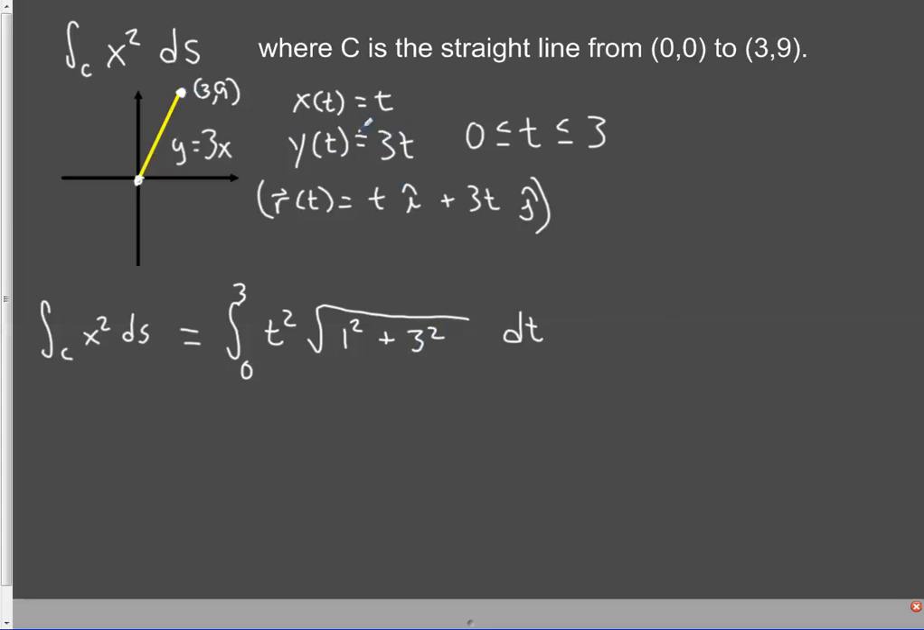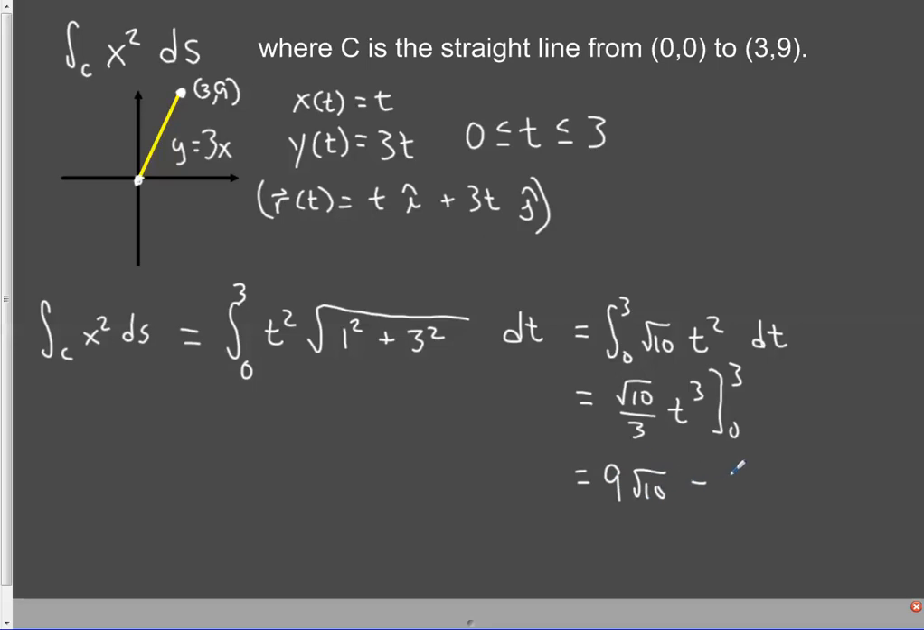And again, because this was a straight line, these two functions were just linear, so the derivatives were just numbers. So this whole square root is just a number. It's just going to be a constant multiple. So that's going to make my life easier when I actually try to do the integral. So it looks like I have the square root of 10 times t squared dt. And now this is just a Calc 1 integral, so I would get square root of 10 over 3 t cubed from 0 to 3. I plug in 3, I plug in 0, and subtract. So 27 divided by 3, so 9 square root of 10 minus 0. So 9 square root of 10 is the answer.